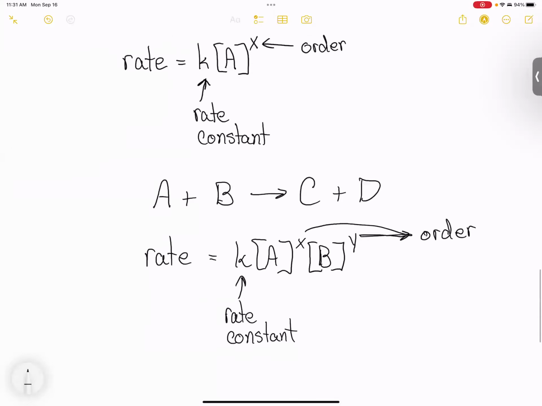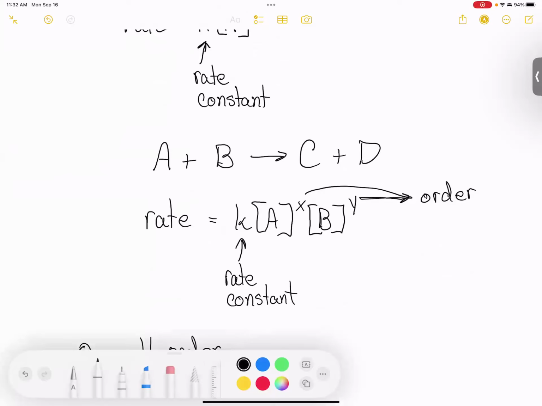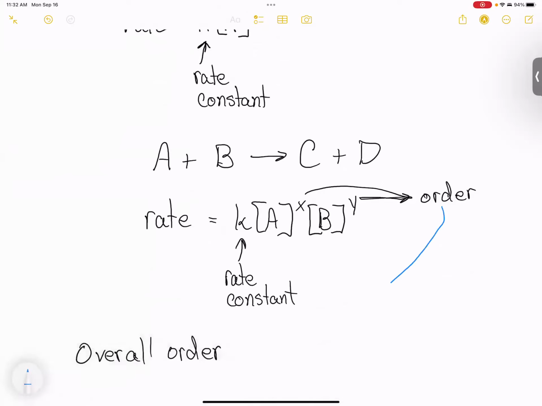Now, another piece of terminology we're going to use is the overall order. Basically the overall order for this second one would be x plus y is equal to the overall order. So in other words, you simply add the superscripts together to get the overall order.